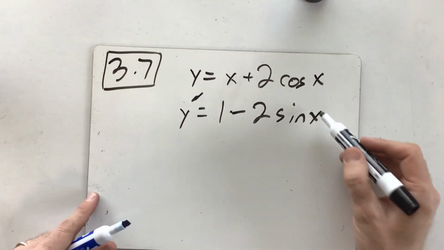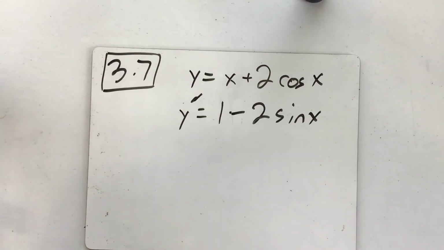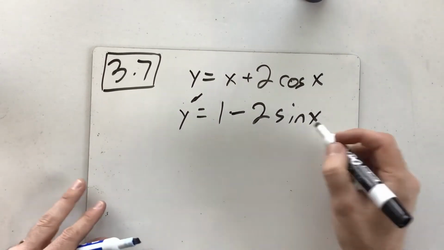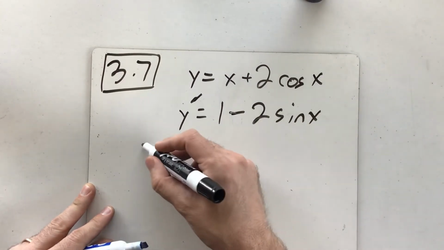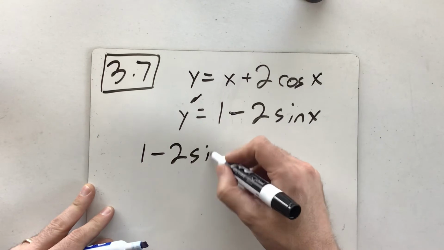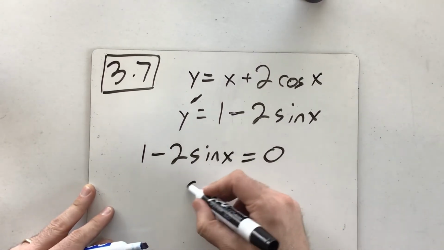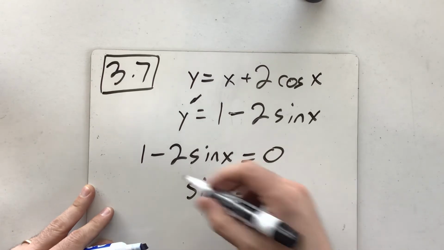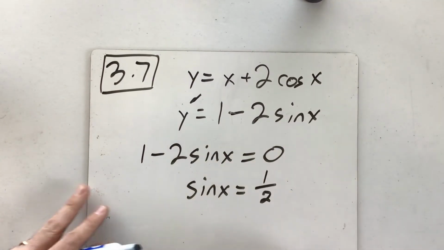Critical points are where this derivative doesn't exist. Sine always exists. It doesn't have any asymptotes or anything. So we just need to figure out where it equals 0. So we need to set that equal to 0. So we'll do 1 minus 2 sine of x equals 0. I'm going to do this in one fell swoop by subtracting 1 and dividing by negative 2. So sine of x equals 1/2.